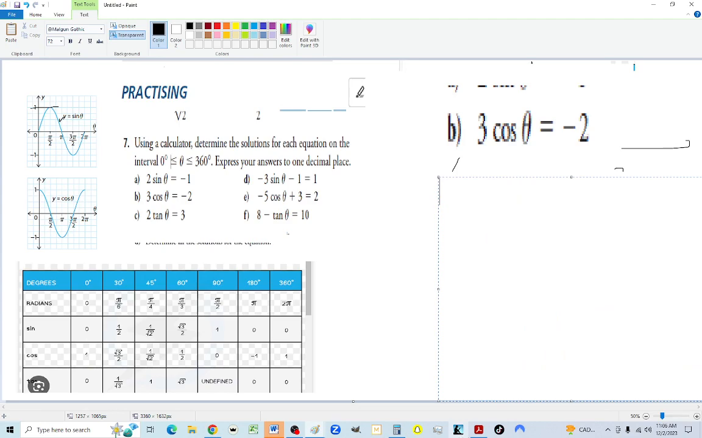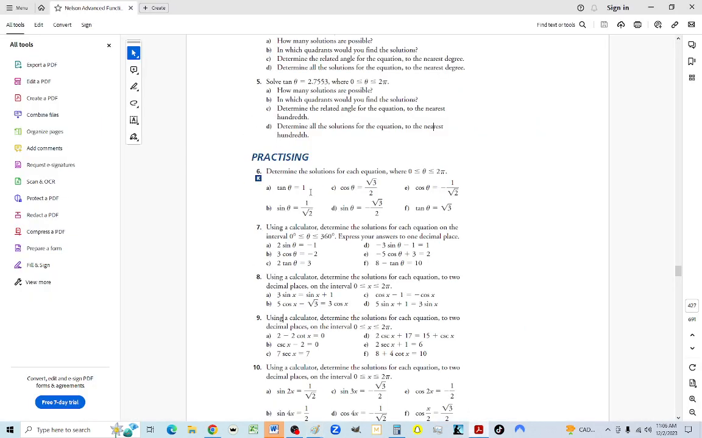What's the next one? Using calculator to determine solution. Okay, it's the same, similar thing.